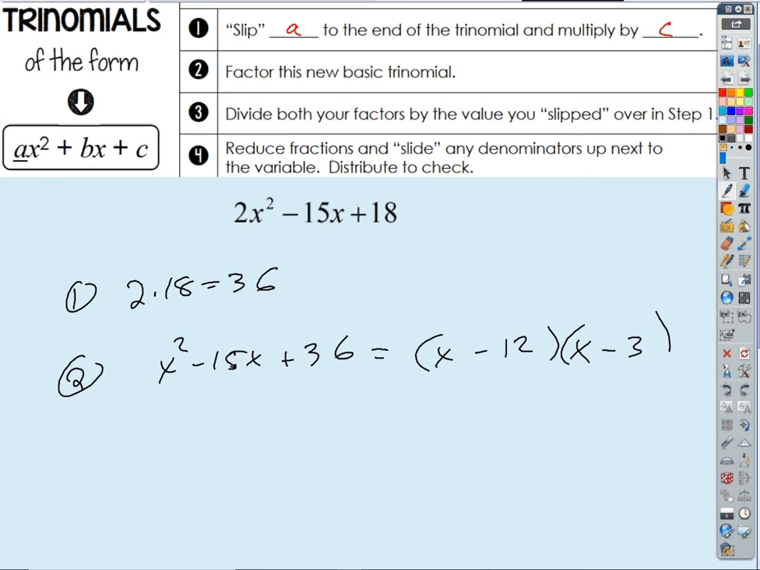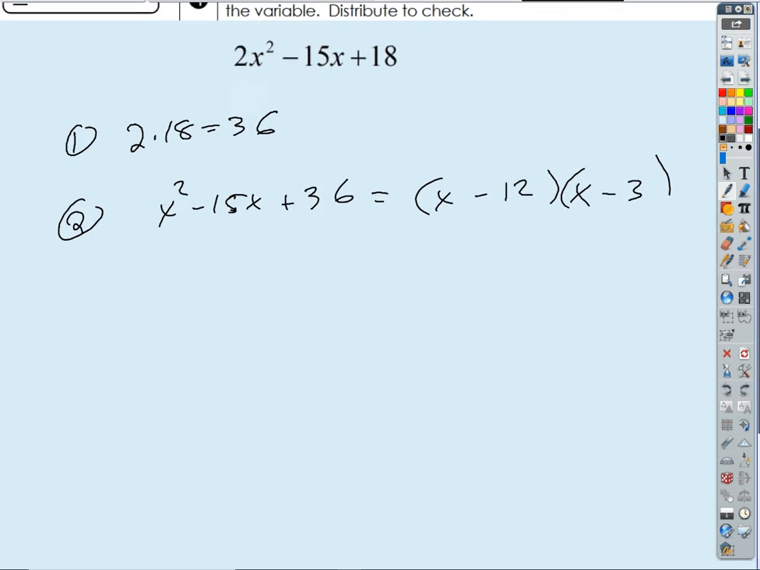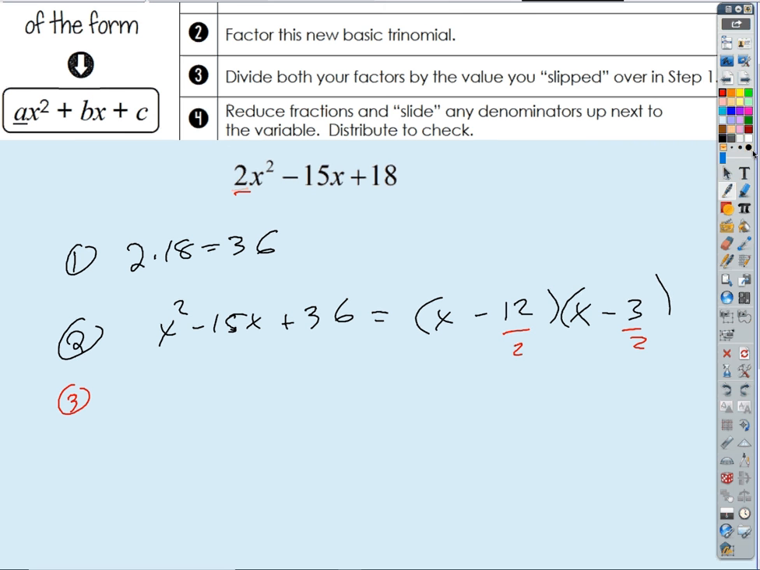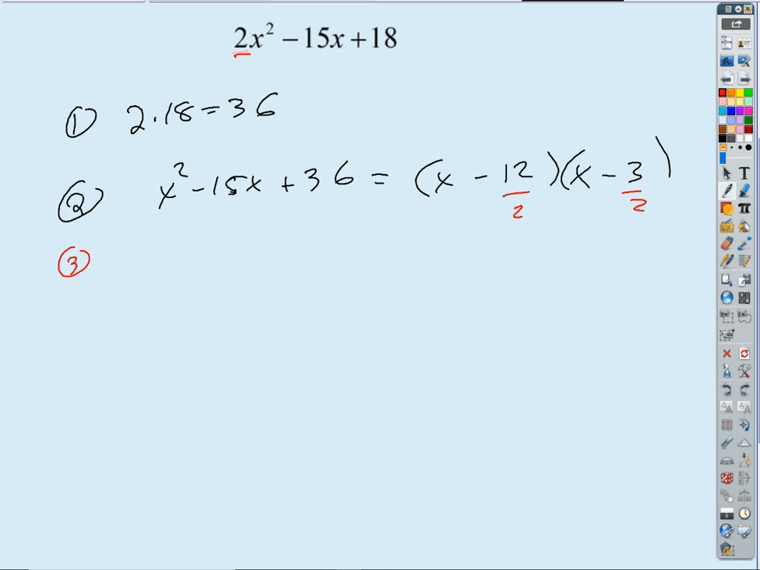Okay, step 3. Divide both of your factors by the value you slipped over in step 1. So what A was. So we're going to divide both of those by 2, because there's A, the value that we slipped. So we're going to divide each of those by 2. That's my step 3. And then step 4. All we're going to do is reduce the fractions, and any denominators will slide back in front of the x.